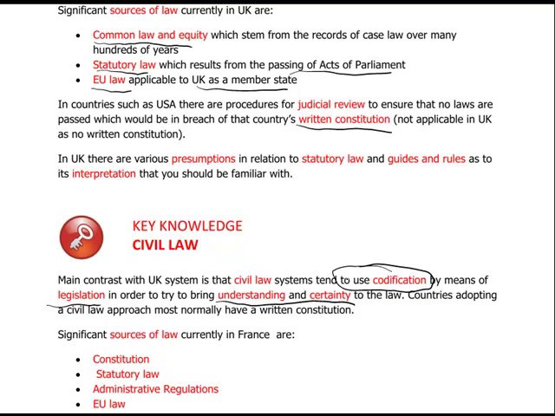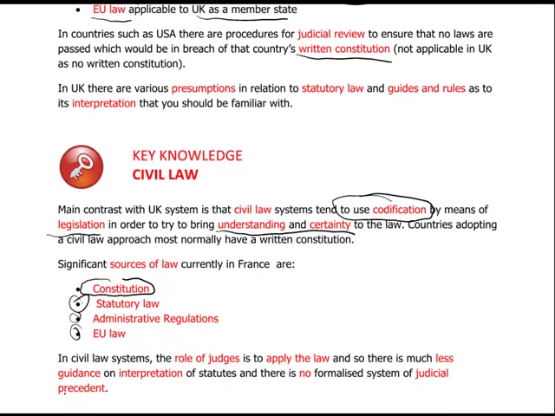Where do they get the source of their law? Well, it's in their constitution. Obviously, what Parliament creates at statutory level. They have also in France administrative regulations, and they also again have EU law. So it's the same as the UK.